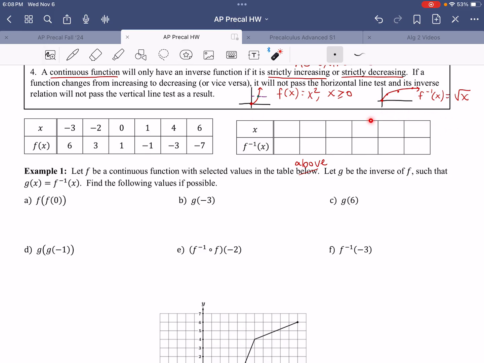Suggestion is that you could go ahead and make a table for the inverse by simply switching the x's and the y's. So the point (-3, 6) becomes (6, -3), and I'm literally just going to take a second to switch every ordered pair from the first table.